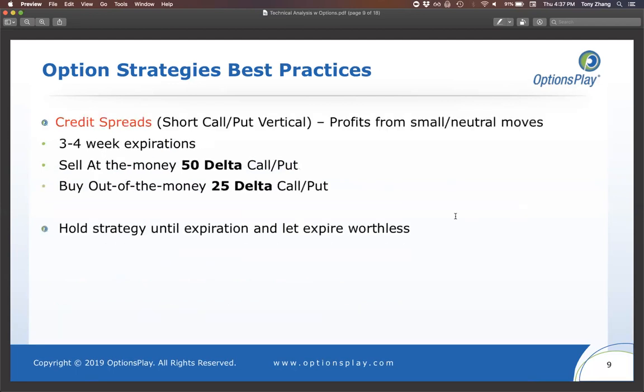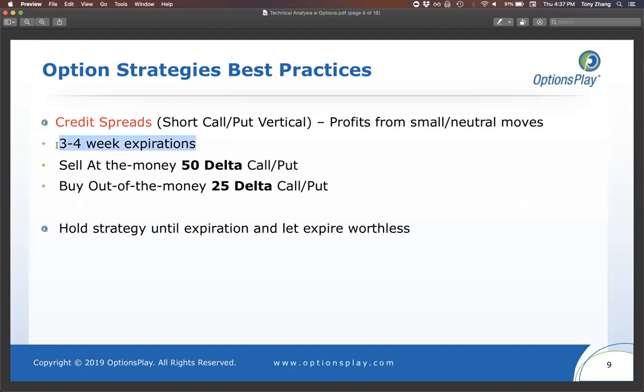The next strategy we want to talk about is selling credit spreads. So again, if these are strategies that are new to you or you're not sure what a credit spread is, we have separate webinars just on these strategies, and I highly recommend you to take a look at those. Selling credit spreads profits from either a small or neutral move. So especially when you think the stock's not going to move very far, or you think the stock's not going to move at all, credit spreads really allow you to take advantage of that you wouldn't be able to do if you were just trading the stock.